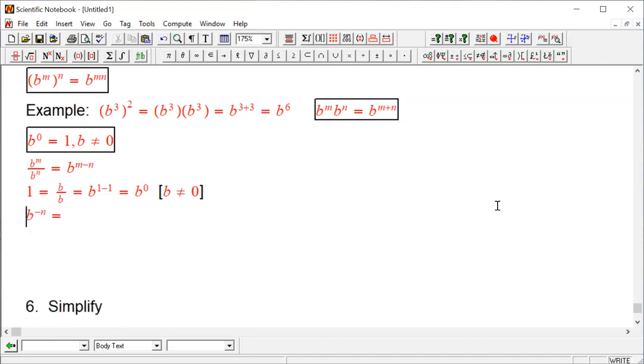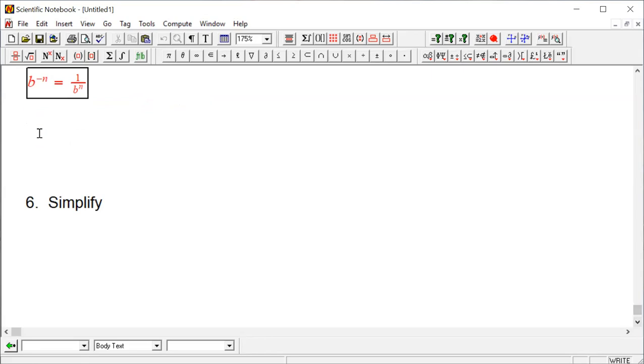Negative power actually is rather tricky. It is defined as 1 over b to the power of n. Okay, so this is a definition. What does it mean then? Okay, let's look at some examples.